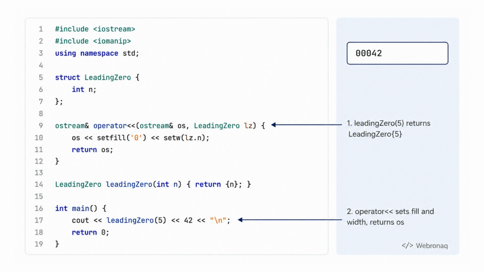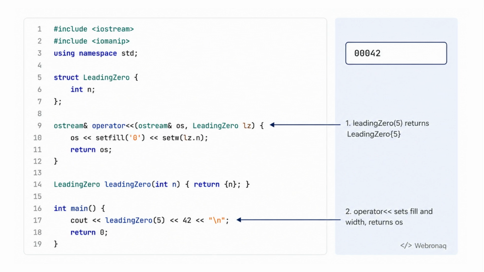The struct leading_0 holds one integer called n. The factory function leading_0 of n simply returns a leading_0 with n set. The operator<< overload applies setfill of 0 and setw of n, then returns the stream. At the call site, leading_0 of 5 passed to operator<< sets width to 5 with 0 fill, so the integer 42 comes out as 00042. This struct plus factory pattern is exactly how the standard library's own setw and setfill are built.